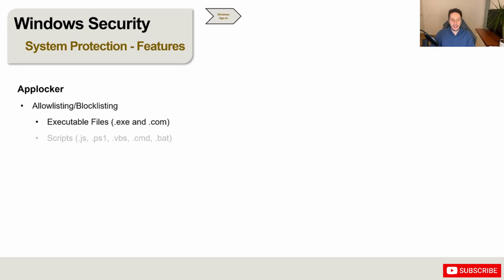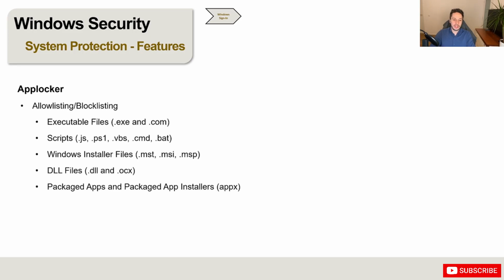AppLocker, as I said, is for allow listing or block listing, but of course use it in allow listing mode. It can allow list executable files, scripts, Windows Installer files, DLL files, and package apps and package app installers. Those package apps and package app installers, this is actually that bloatware we were talking about in the chapter about Enterprise LTSC version of Windows 10. That is actually missing this kind of bloatware.